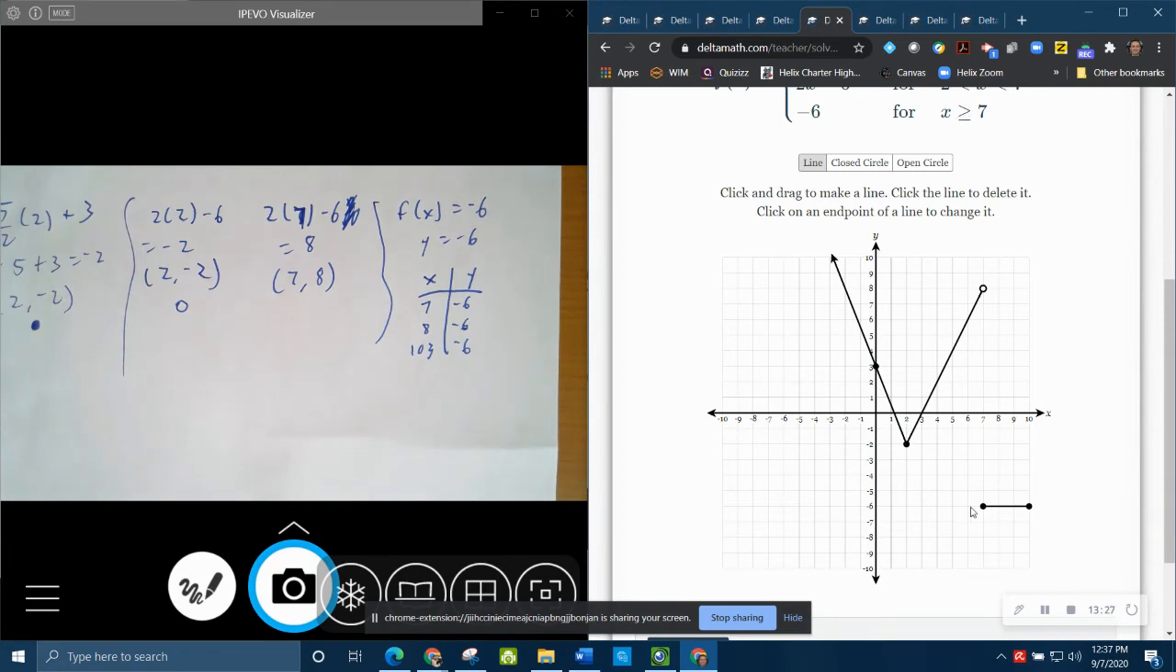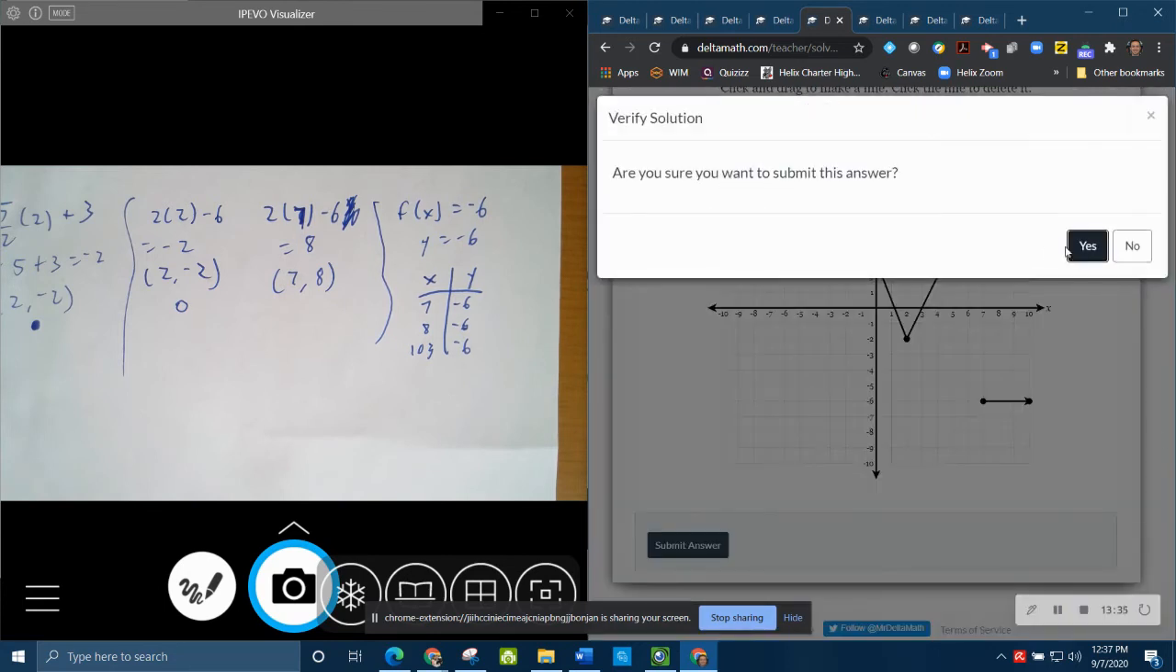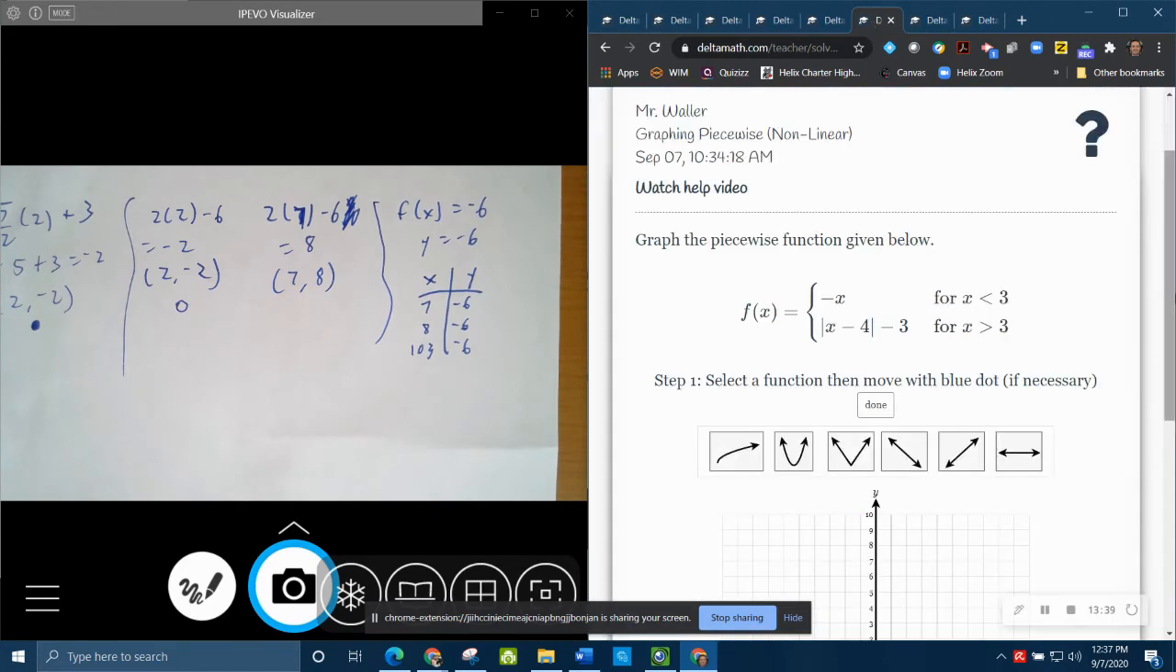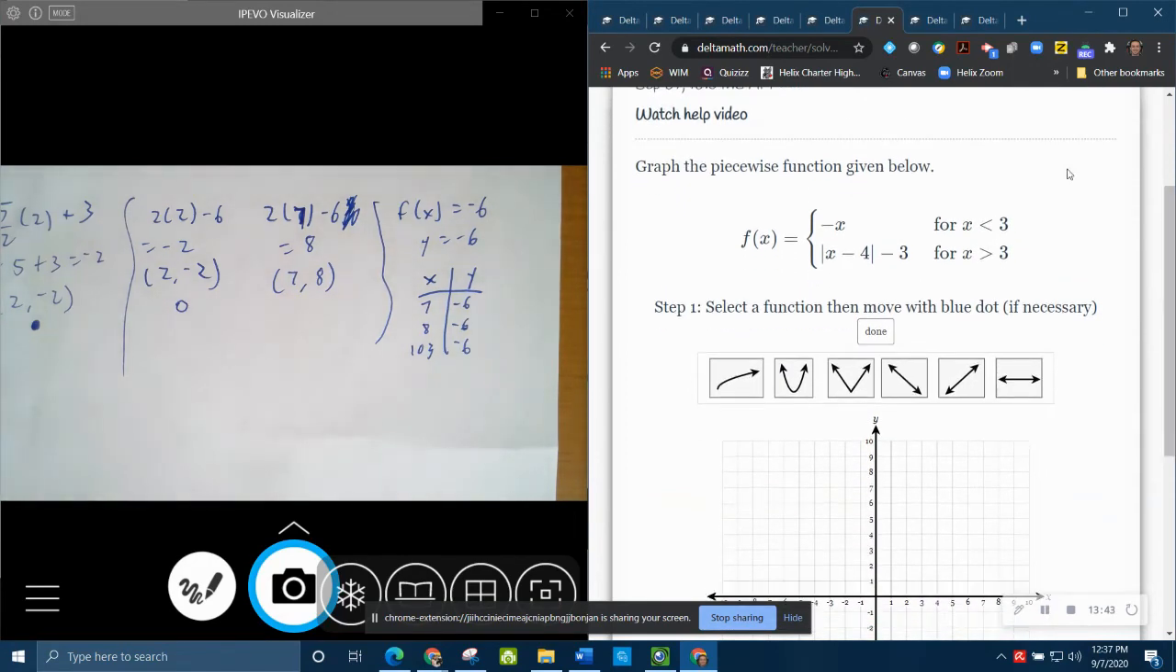It was "or equal to," so I'll keep that a closed circle. And then I just need to click that twice to change it to an arrow. And we can submit our answer. And we got it right. Okay. So now, what if they're not just lines? If they're not just lines, they're going to give you a different system for how to do it.